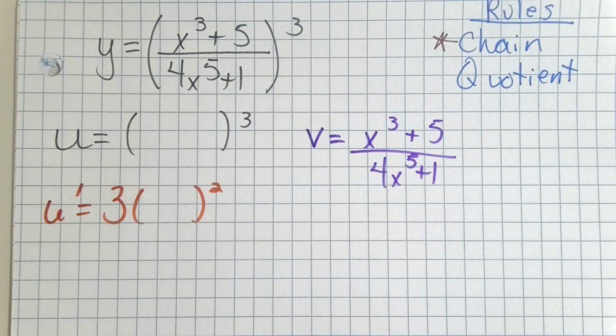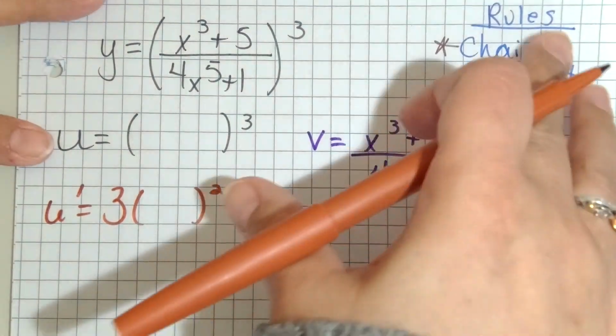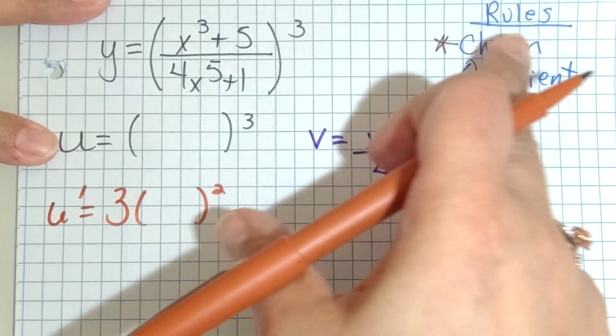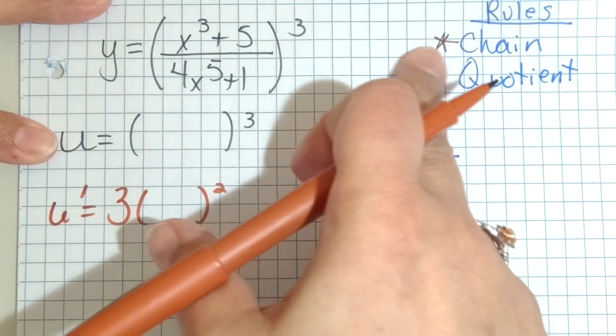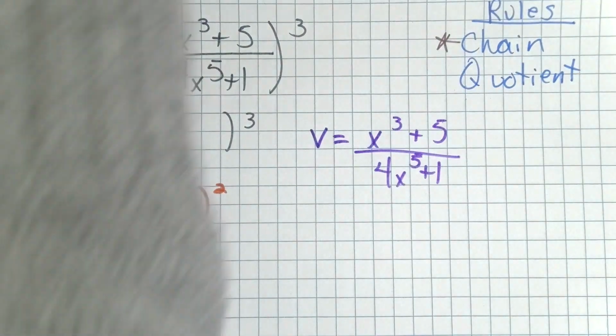V is going to be harder. Why is V going to be harder? Because we have to use the quotient rule. We haven't used the quotient rule yet, and this is why I say sometimes it's good for you to write these down, okay? We haven't used quotient rule yet. We've only done part of chain rule.